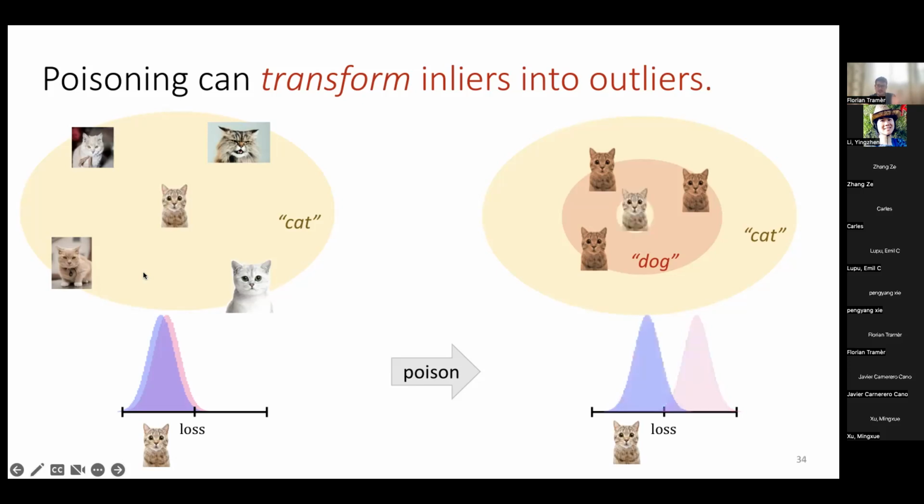And this gives you a much easier way of differentiating between models that were trained on the specific target, the correctly labeled cat image, and models that were not trained on it. So the strategy that the adversary uses here is to use data poisoning as a way of transforming any input of their choice into an outlier.